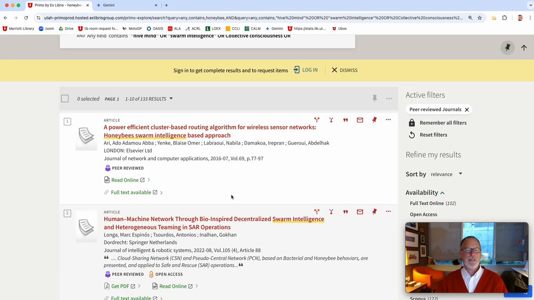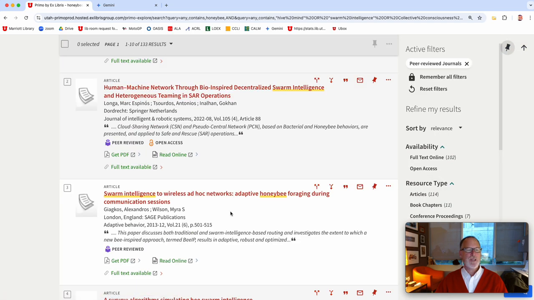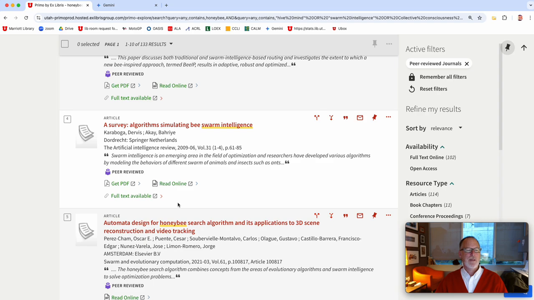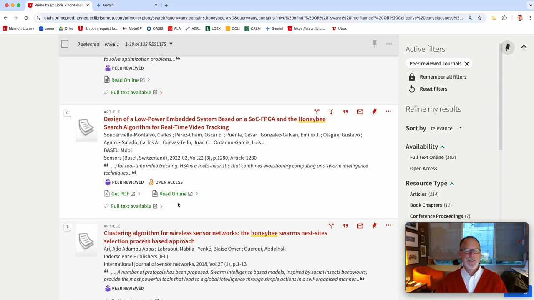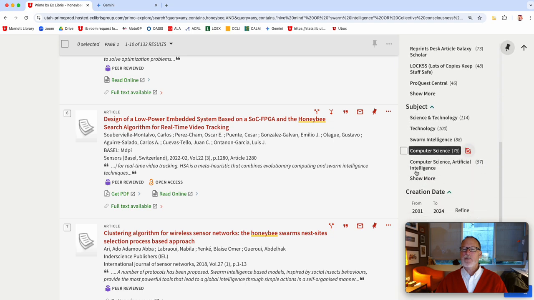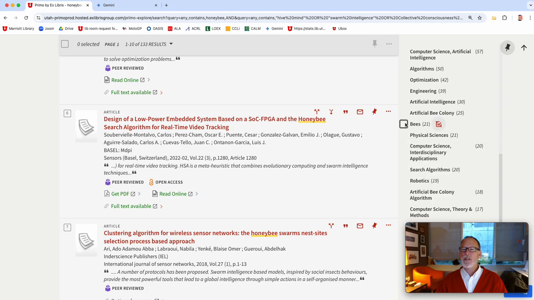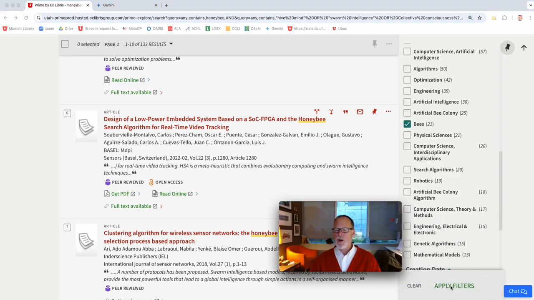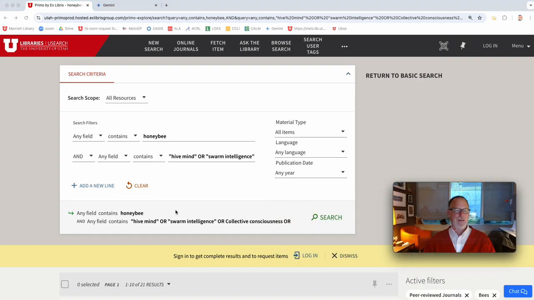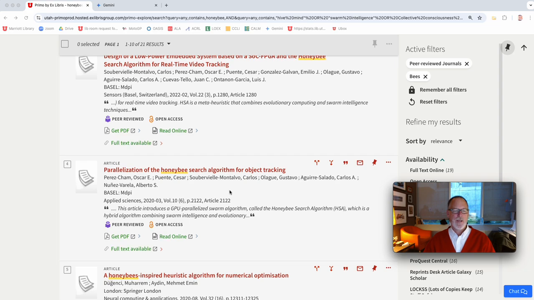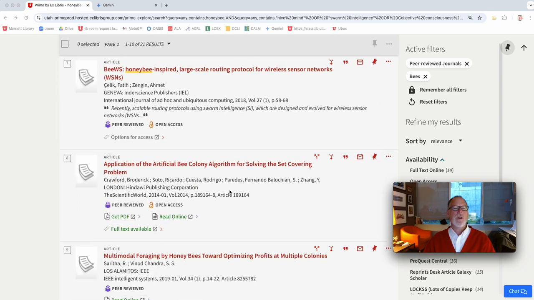Of course, we get wireless sensors. Swarm intelligence, honeybee foraging. Yeah, look at that. Oh, dang. Is honeybee like a computer thing? Oh, man. So, okay. Let's dig around, and maybe we go over here and limit to bees. I just want this to be about bees, thank you, not wireless. And still, it's with the wireless networks. Okay. Let's keep working on that idea and see if we can find something related to the hive mind.